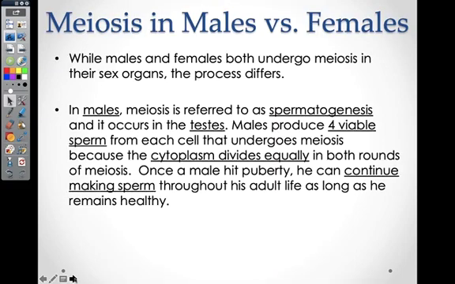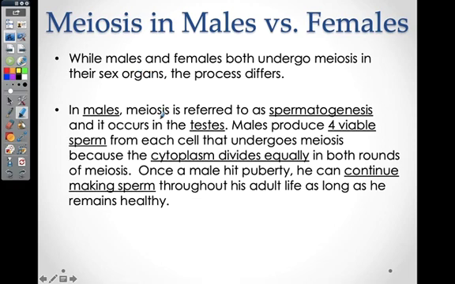Okay, so the last thing we want to talk about is the difference in meiosis in males versus females. The general process is the same: it's 1 cell, it goes through 2 divisions, and it forms 4 cells, but there are some major differences that we need to note.